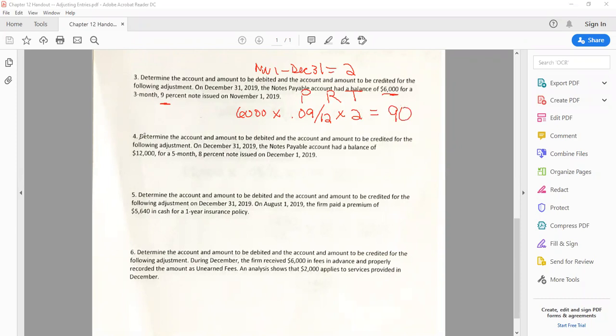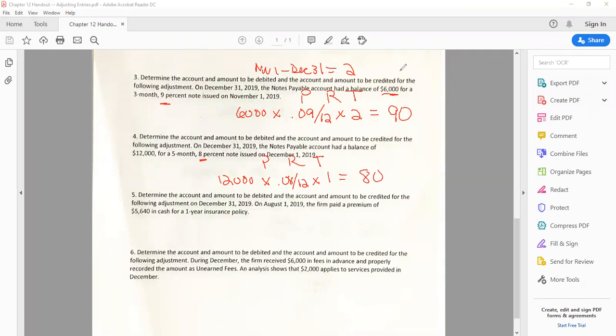That's number 3. Number 4, same deal, PRT. The principal is $12,000. The interest rate is, it looks like it's 8%. So I would take 0.08 over 12. And our time period in this one, since it was issued in December and they want the end of December, the time period is simply going to be 1 month. When you do that, you're going to get right at $80.